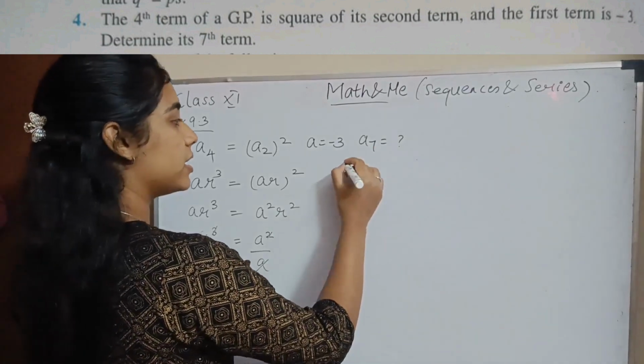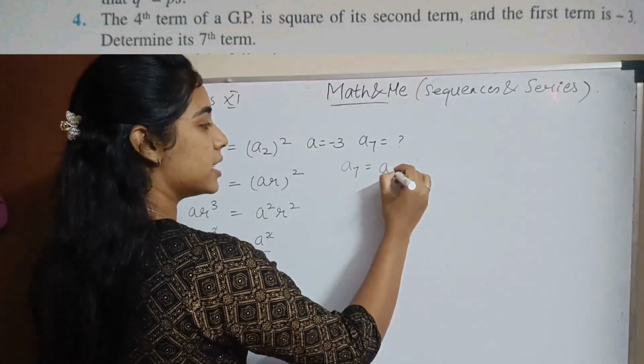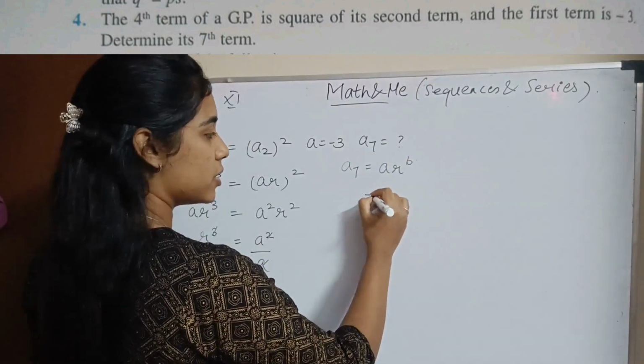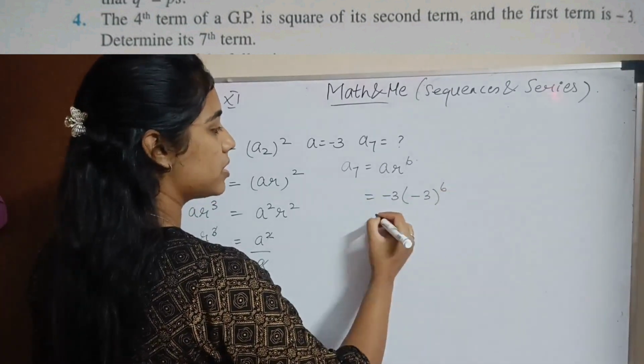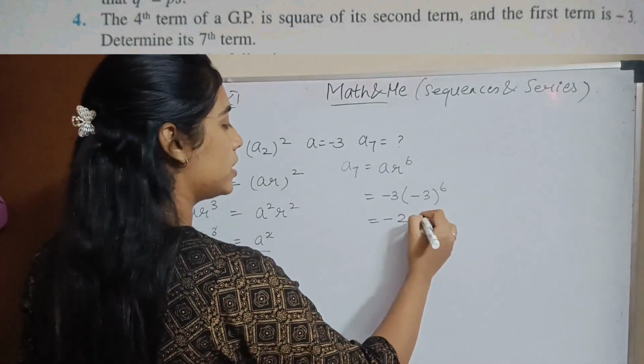So what do I need? A7 equals AR to the power 6, which is minus 3 times minus 3 to the power 6. Minus 2187.